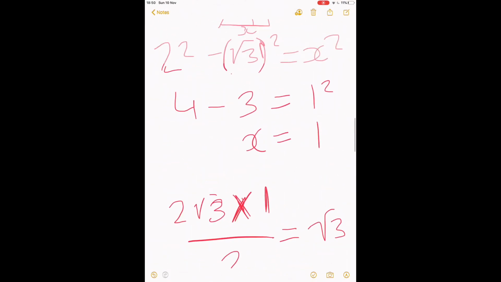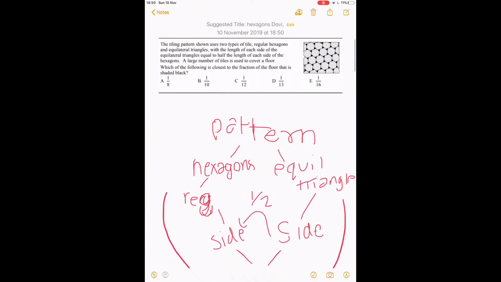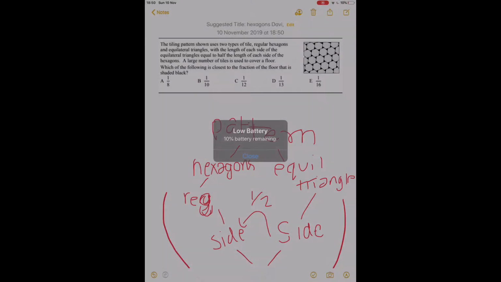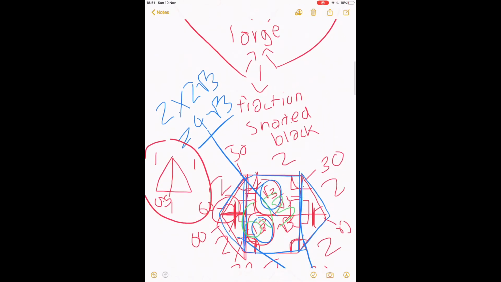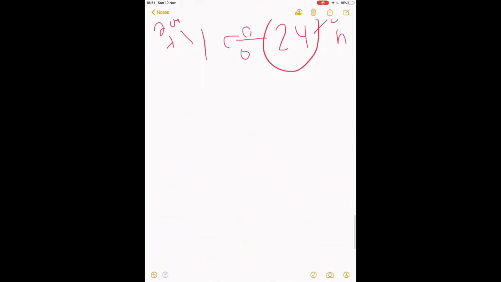We need to refer back to the question where it says, which of the following is closer to the fraction of the floor that is shaded black? So from the beginning we know that this was a pattern. Because it's a pattern which has a large number of tiles, it's an infinite plane, we can't count how many triangles there are in this floor. So we try and find a repeated pattern which is repeated along the whole floor. So this relates back to tessellations. So this is a concept of tessellations.